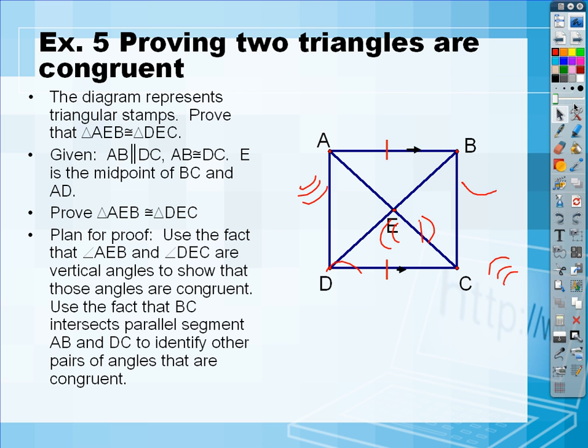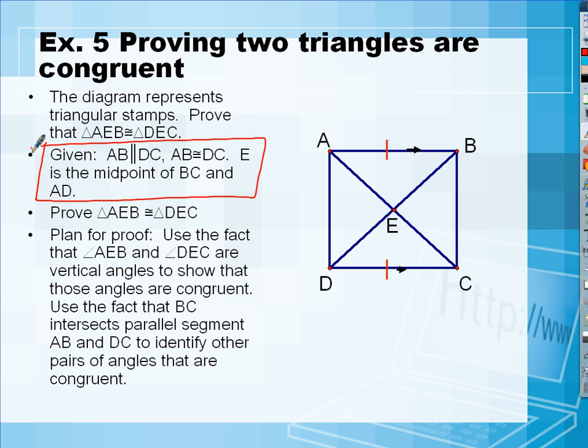Let's do this one in a two-column proof format. Okay, what about this one? The diagram represents triangular stamps. Prove that triangle AEB is congruent to triangle DEC. Here's what we're given. Here's the given information right here. This is important.